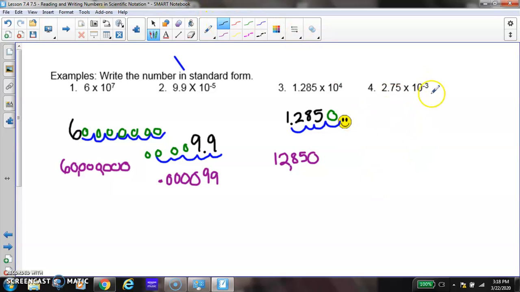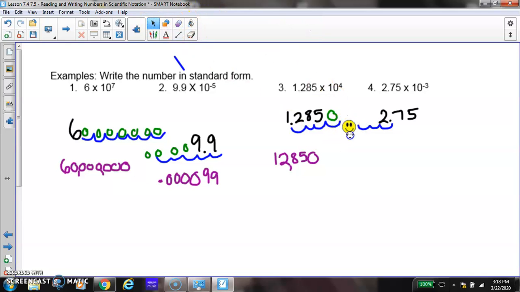For question number 4, it's 2.75 times 10 to the negative 3rd. The negative exponent tells me that I'm going to be moving my decimal point to the left because I have a tiny decimal. So I'm going to be moving it 3 places. So 1, 2, 3. And again, move in the smiley face. 1, 2, 3. And I'm going to fill in my zeros with the extra bumps.